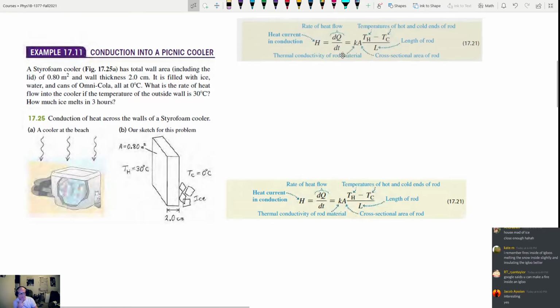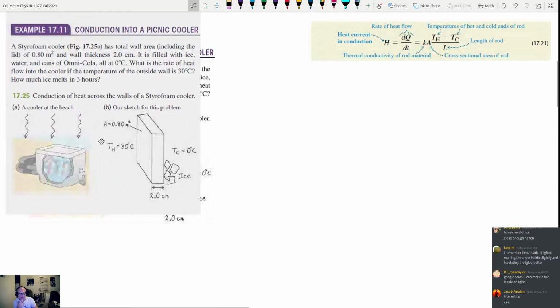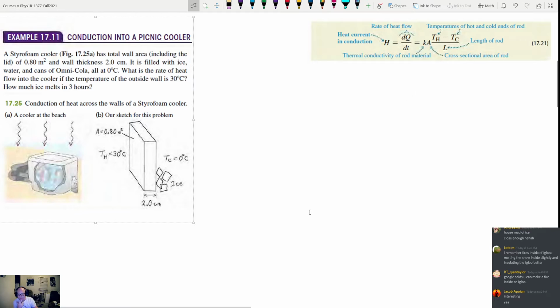Let's try to do this problem then. So we've got our equation up here, and here's the problem we want to do. It says a styrofoam cooler has a total wall area of 0.8 meters squared and a wall thickness of 2 centimeters. It is filled with ice, water, and cans of Omni-Cola, all at 0 degrees Celsius. What is the rate of heat flow into the cooler if the temperature of the outside wall is 30 degrees Celsius? How much ice melts in 3 hours?